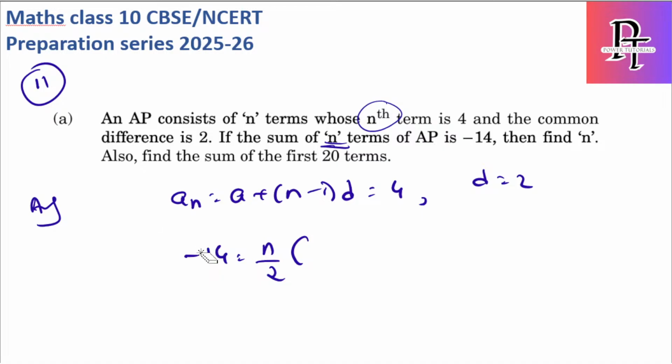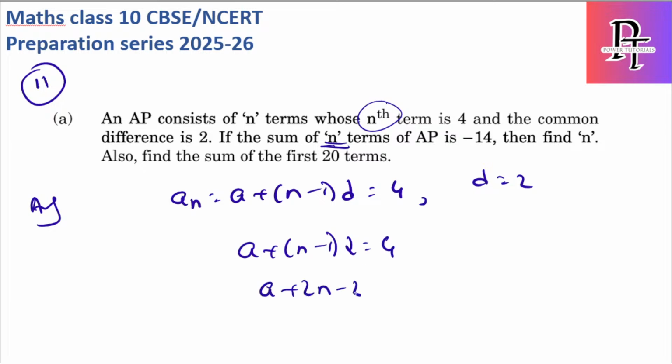So here it is a plus n minus 1 into d, where d value is 2, so substitute here: a plus n minus 1 into 2 is equal to 4, so I will get a plus 2n minus 2 is equal to 4, or a plus 2n is 4 plus 2, which is 6. Now keep it aside and mark it as 1.